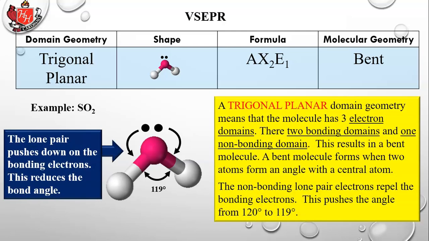So a trigonal planar domain geometry means that the molecule has 3 electron domains. That's the same as the last molecule. There are 2 bonding domains and 1 non-bonding domain. This results in a bent molecule. A bent molecule forms when 2 atoms form an angle with the central atom. The non-bonding lone pair electrons repel the bonding electrons. This pushes the angle from 120 degrees, which you saw in the last molecule. It squeezes it down. It makes it tighter.